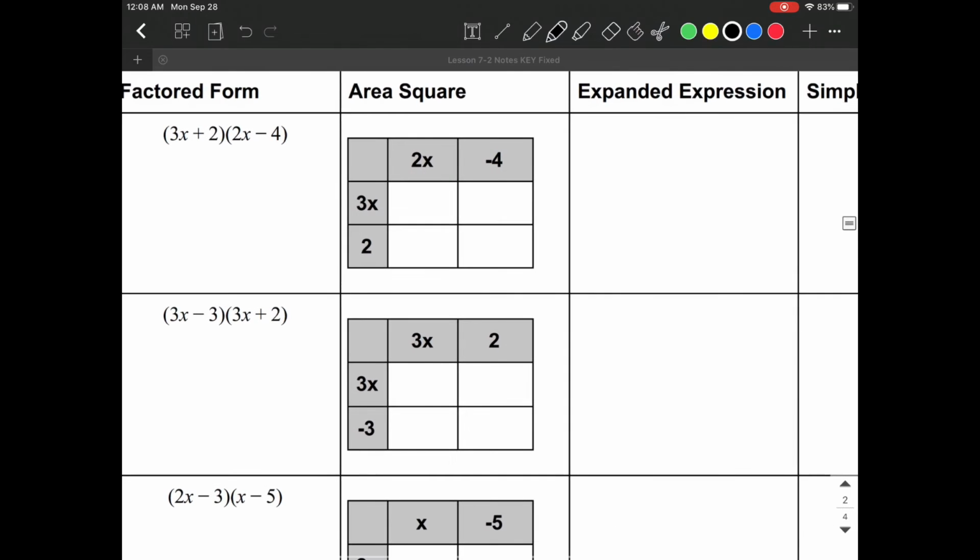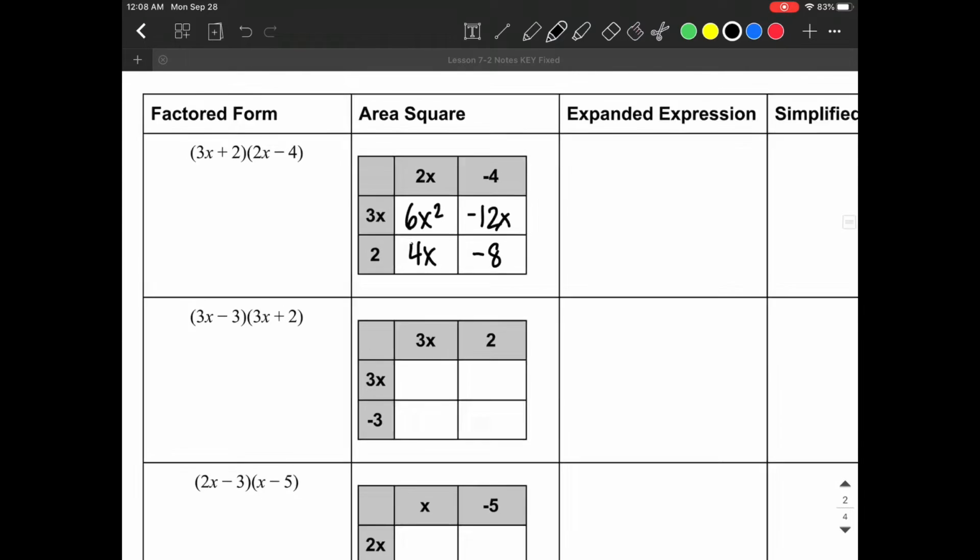So I have 2x times 3x, which gives me 6x squared. 2x times 2 gives me 4x. Negative 4 times 3x gives me negative 12x. And negative 4 times 2 gives me negative 8.